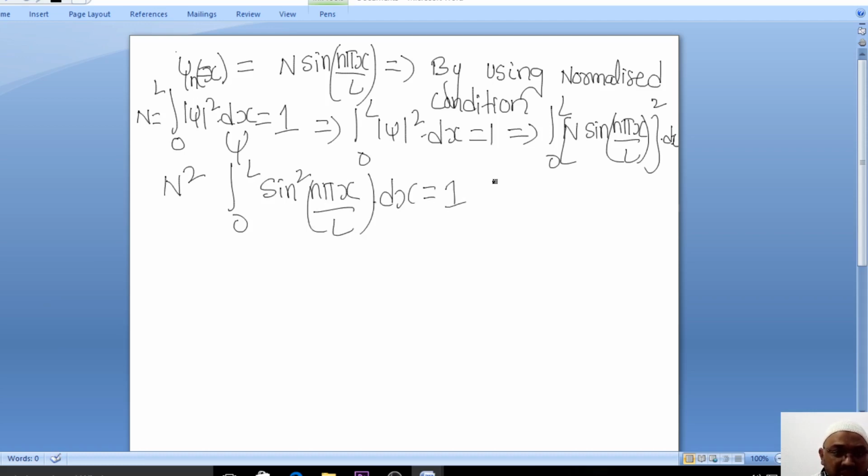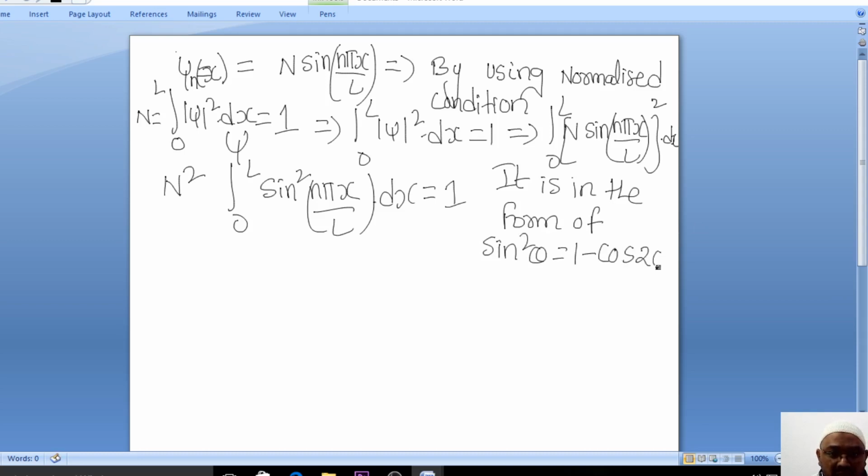This is in the form of sine squared theta. So this can also be written as 1 minus cos 2 theta by 2, right. Now see what we are doing here, 1 minus cos 2 theta by 2.